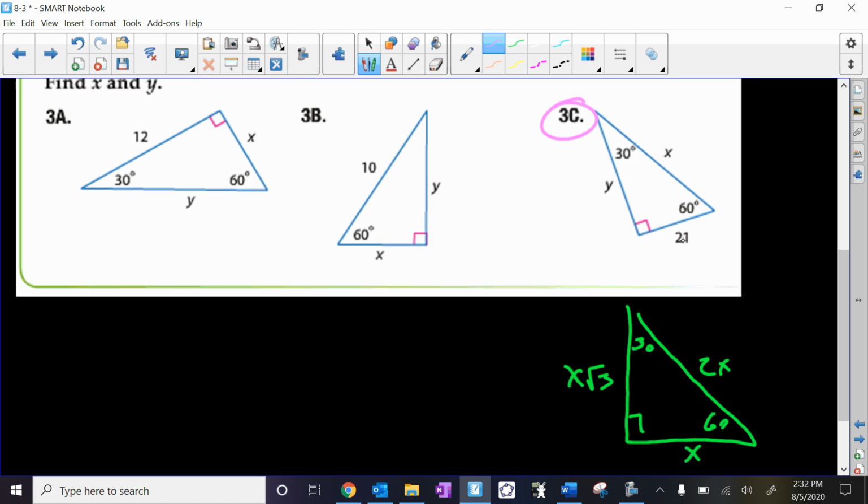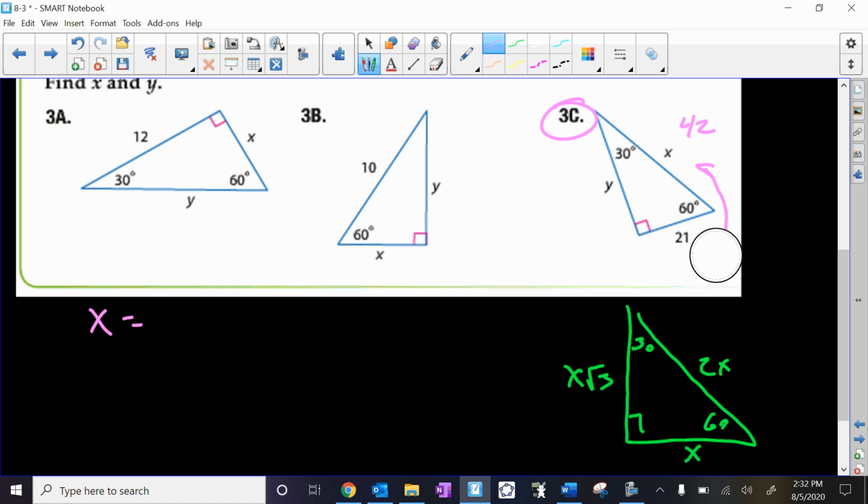They give me a side length of 21, and notice that it is across from the 30-degree angle. Since they gave us that, that's good news for us. We can go either to X or to Y first. And I'm going to say let's go to X first. If I want to go from the short leg to the hypotenuse, that's X to 2X, we're going to multiply by 2. So 21 times 2 gets us 42.